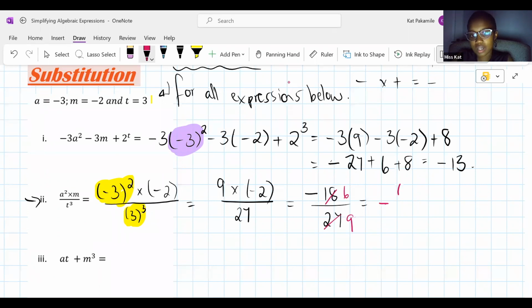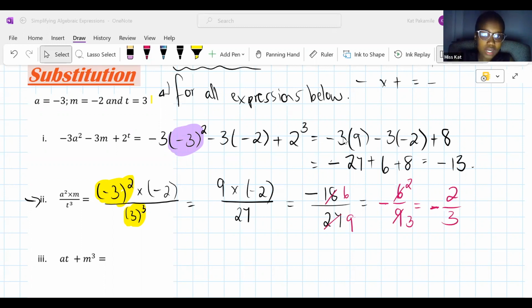Do you see we can still simplify? Yes, ma'am. What goes into 6 and 9? 3. It goes into 6 how many times? 2. And into 9? 3 times. So my final answer is negative 2 over 3. Thank you. That was beautiful.